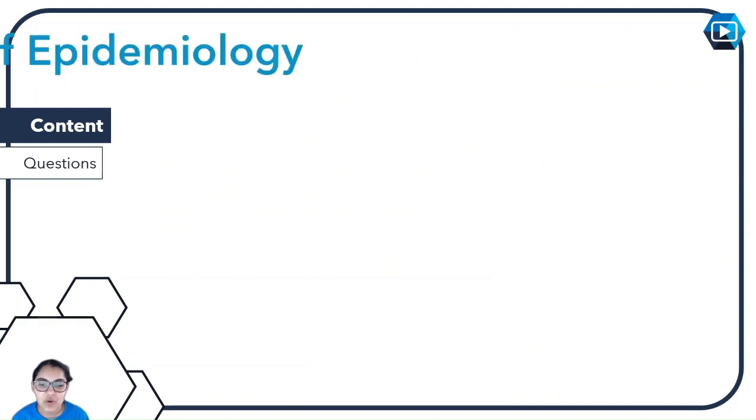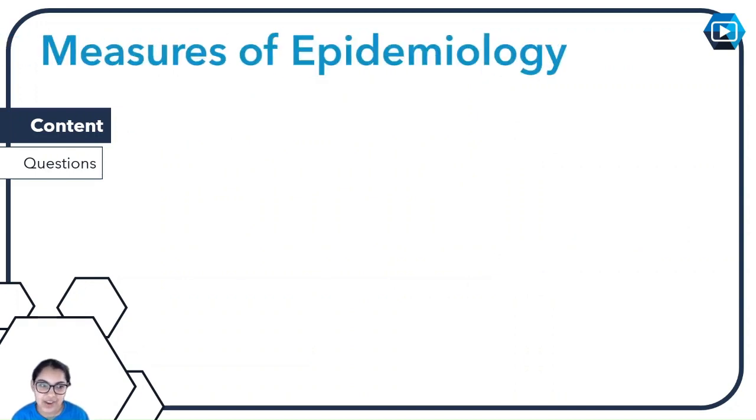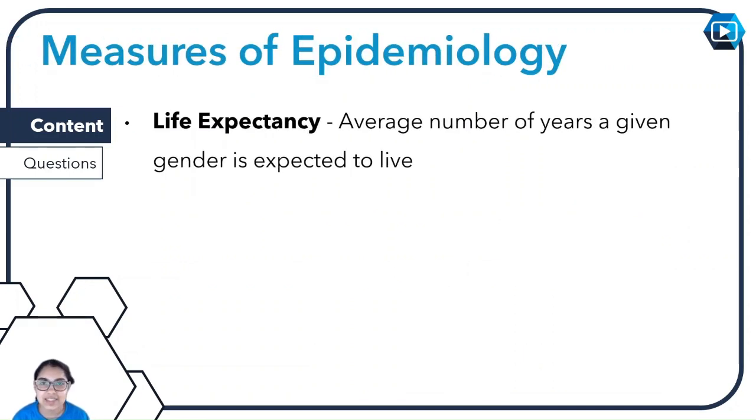So there are 4 measures of epidemiology. Firstly, we've got life expectancy. Life expectancy, as the name suggests, is the average number of years that a given gender is expected to live. And currently for females that is 84.5 years, and for males it is 80.4 years.